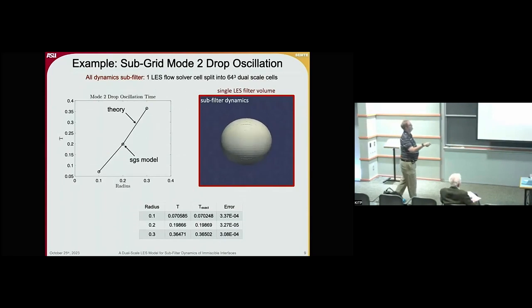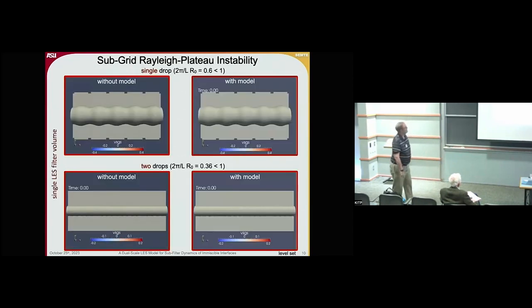This is a simulation of a single LES filter volume, so single point LES. Nothing happens on the filter scale because you only have a single point. So the entire dynamics here of this oscillating drop are on the subfilter scale, calculated from this model velocity. And if you compare that oscillation period to the theory over different radii, you get quite good agreement between the model and the theory. The same thing works for ligament breakup as well.